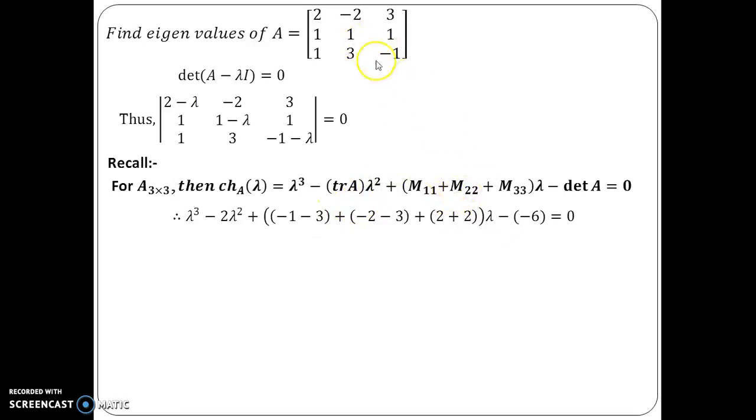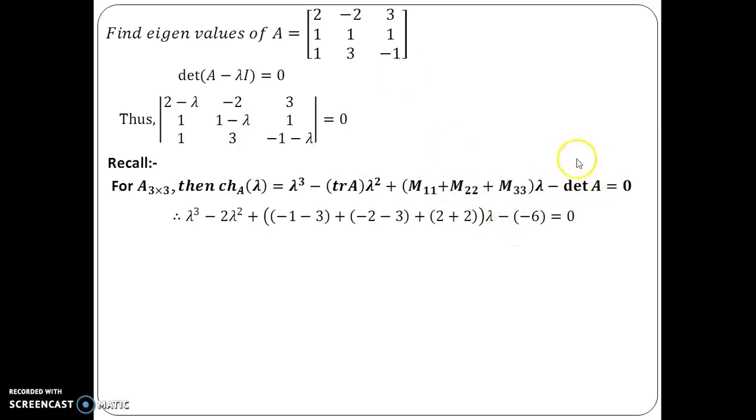For M22, you have to delete the second row and the second column. So you obtain 2, 3, 1 and minus 1. When you take the determinant of the remaining elements over there, you will get minus 2 minus 3. M33 is going to be obtained by deleting the third row and the third column. So it is these first 4 elements over here, 2, minus 2, 1, 1, and so the answer is going to be 4 over here again.